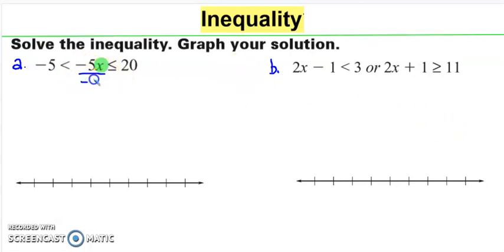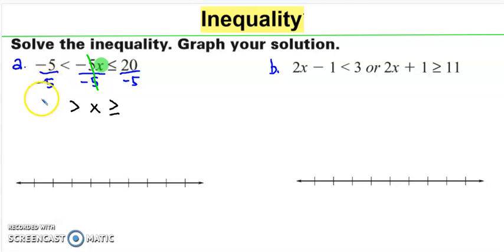divide by negative 5 in the middle, on the right side and on the left side. So this cancels out, or that reduces to 1. So now the variable x is by itself, but then since we're dividing all parts by a negative number, we reverse the inequality. So that reverses to this, and that reverses to that.